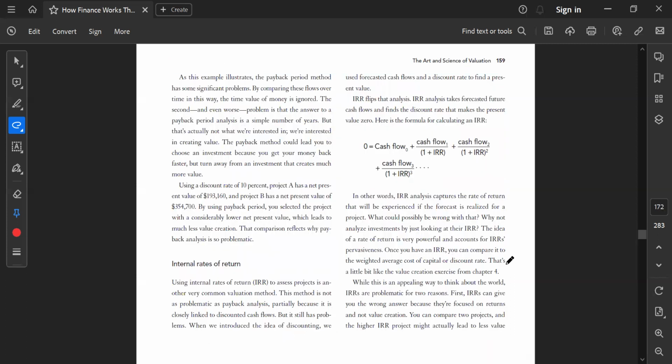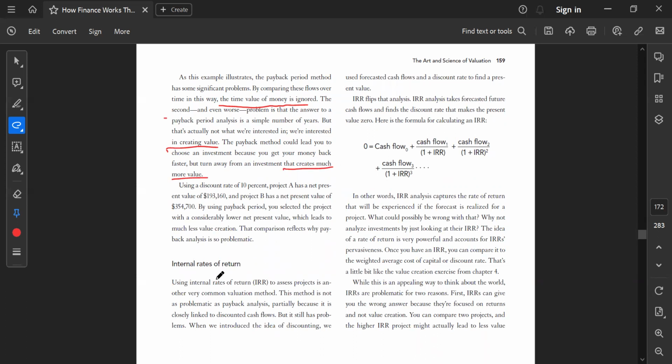So this is one problematic measure, which is called payback period calculation, and it has a fault, which is written here. See, this example illustrates the payback period has some significant problems. By comparing these flows over time in this way, the time value of money is ignored. The second and even worse problem is that the answer to a payback period analysis is a simple number of years, but that's actually not what we are interested in. We are interested in creating value. The payback method could lead you to choose an investment because you get your money back faster, but turn you away from an investment that creates much more value.